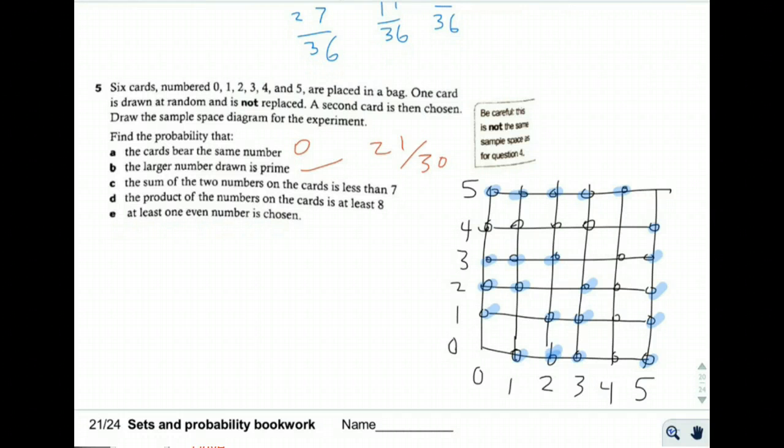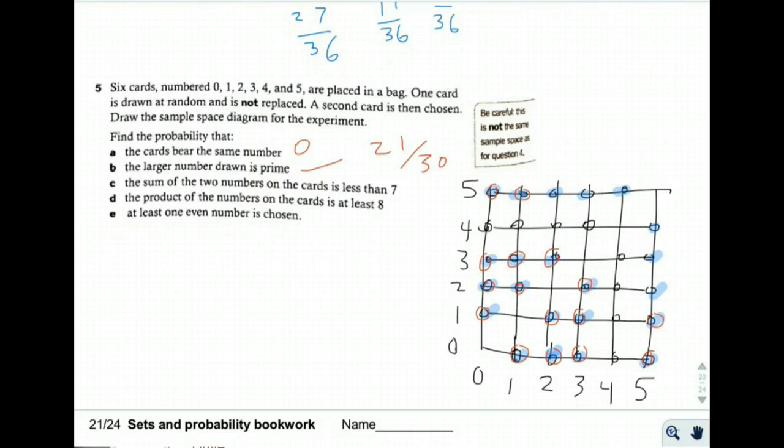Next one, sum of the two numbers on the card is less than 7. Less than 7. So that would be like anything less than 3 plus 4. So not 3 plus 4, but 3 plus 0 is okay. 3 plus 1 is okay. 3 plus 2 is okay. 3 plus 4 is not. What about 5 plus 0? Is that less than 7? Yeah. What about 5 plus 1? Is that less than 7? Yeah. Okay, so we can circle the opposites of those two. And then, of course, 2 plus 1 is fine, too. These are all fine. Okay?